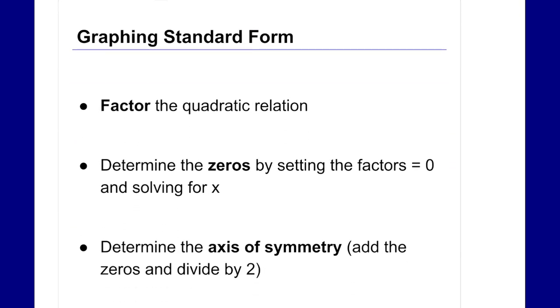So for graphing standard form, what we want to do first is factor the quadratic relation. We want to factor the quadratic relation because once I factor it, it becomes factored form and I can find the zeros or the x-intercepts. So our goal is to factor so we can find our x-intercepts. Once we find the x-intercepts, we can find the axis of symmetry because it has to be in the middle. The axis of symmetry is halfway. It divides our parabola into two. And if I know my two x-intercepts, the axis of symmetry is going to be in the middle of that.